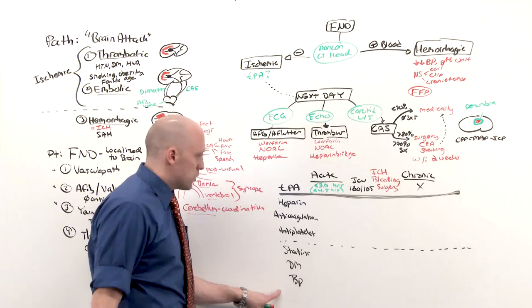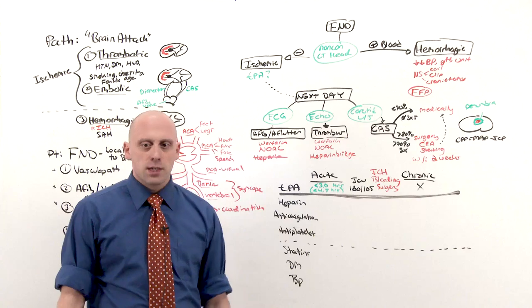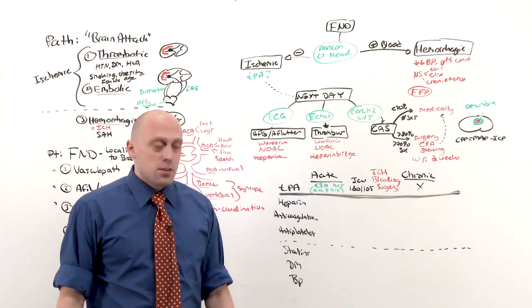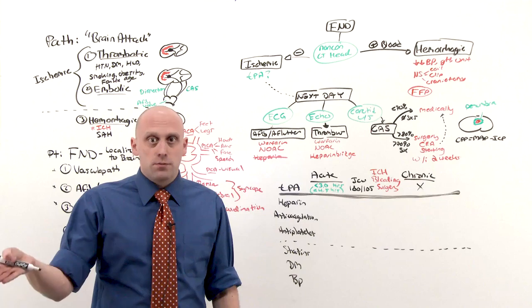The rest of the stuff you don't do if you TPA them, right? If you TPA them, they go to the unit, Q1 hour neurochecks, the blood pressure is monitored, and the next day you can start the chronic treatment. The other acute things you don't even have to worry about because they're going to be in the unit for at least 12 hours.